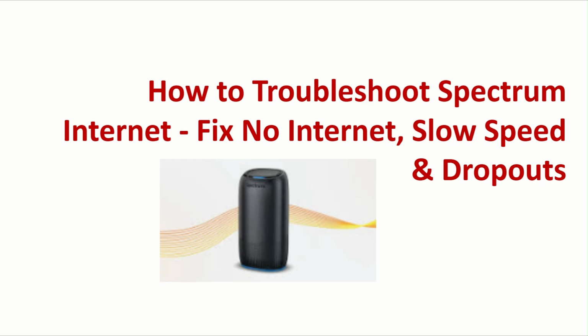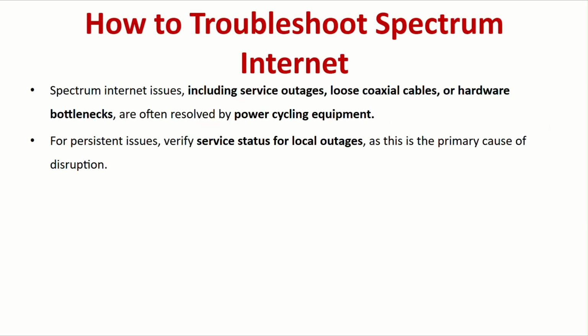Today in this video we are going to see how to troubleshoot Spectrum Internet: fix no internet, slow speed and dropouts. Spectrum Internet issues, including service outages, loose coaxial cables or hardware bottlenecks, are often resolved by power cycling equipment. For persistent issues, verify service status for local outages, as this is the primary cause of disruption.